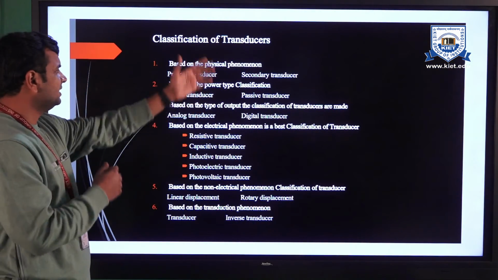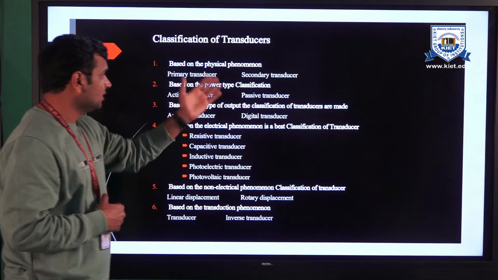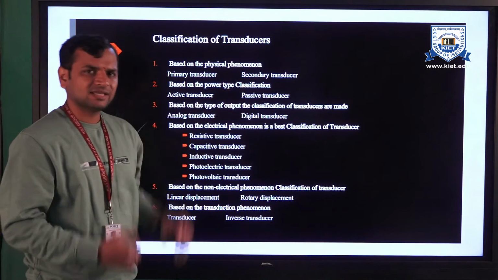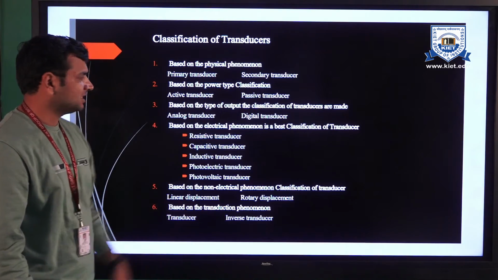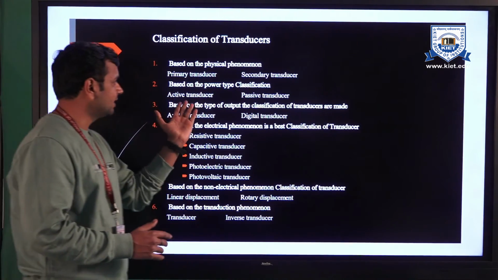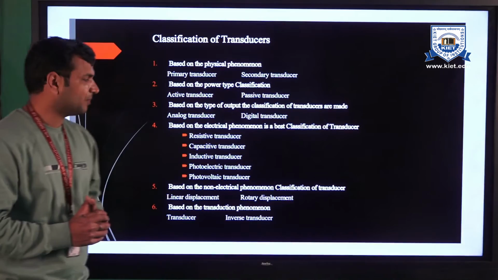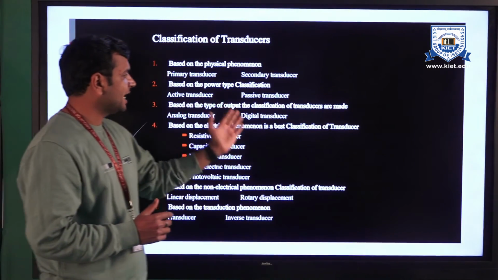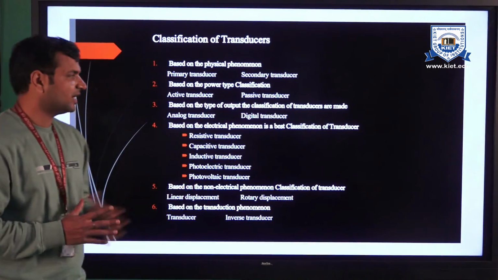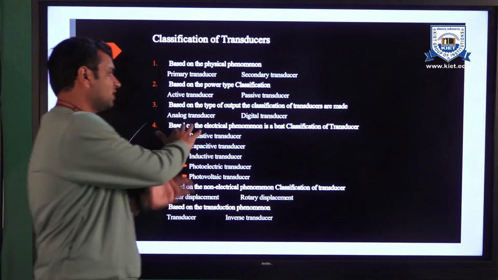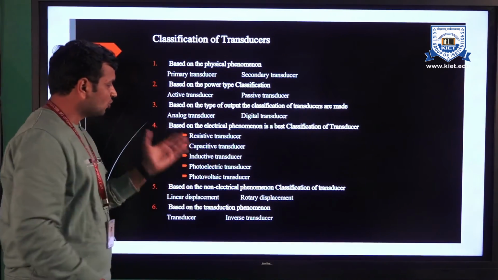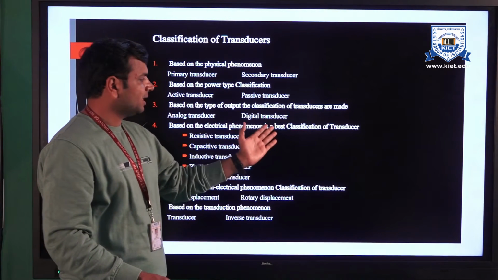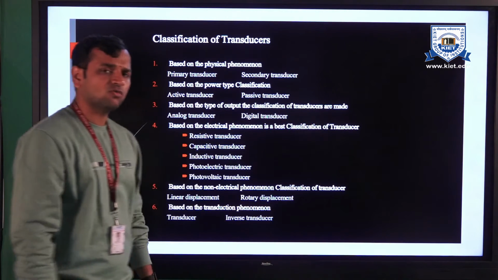Now we have already seen that based on the physical phenomena, transducers can be called primary and secondary transducers. Based on the power type classification, they can be called active transducers or passive transducers. Based on the type of output, the classification is analog transducer and digital transducer. And the fourth one is based on the electrical phenomena, which is the best classification of transducers.